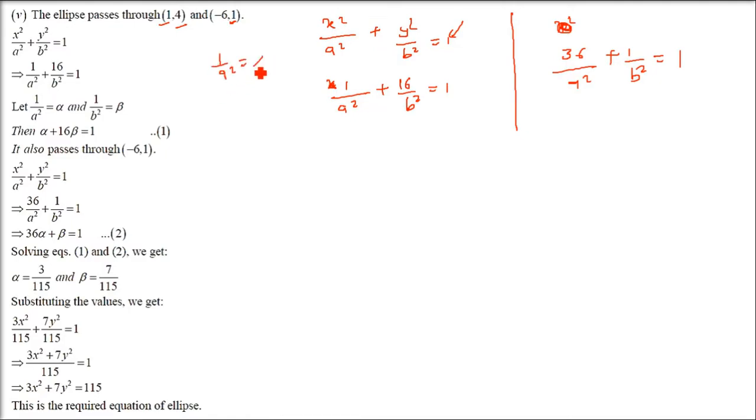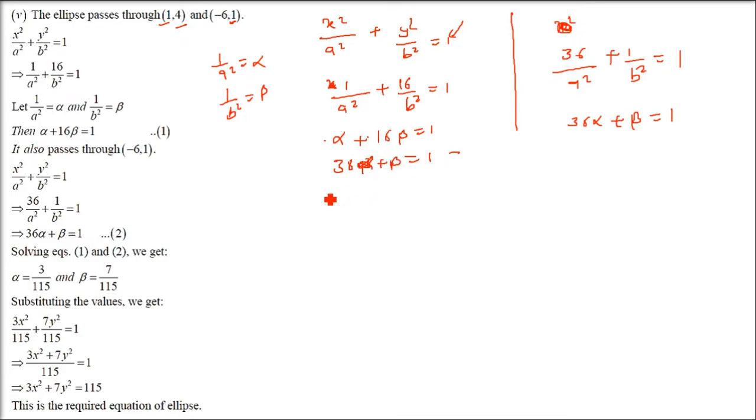First we have to assume 1 by a square as x, or 1 by a square as alpha, whichever you feel like, and 1 by b square as y or beta. So you get this equation as alpha plus 16 beta equals 1, and this will be 36 alpha plus beta equals 1. Now these are two simultaneous equations in alpha and beta, and I'm pretty sure you'll be able to solve them. Either you multiply the first equation by 36 and subtract these two equations, or you multiply the second equation by 16 and subtract. Either way you can solve it.